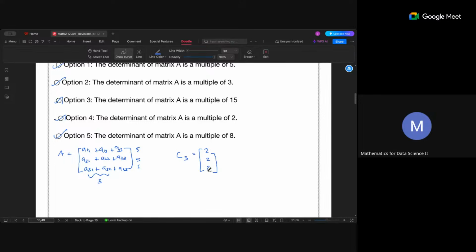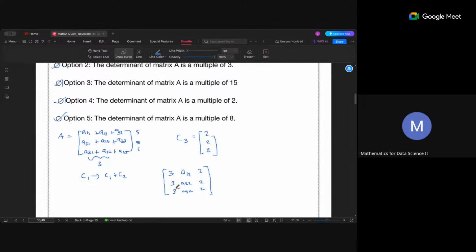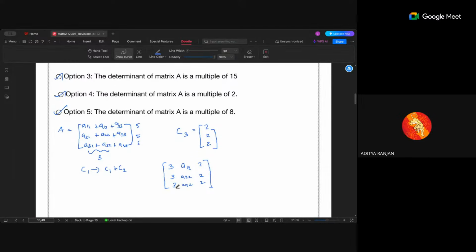Okay. Now, what can we do with the first column? Let's say C1 is replaced with C1 plus C2. What do you know about C1 plus C2? It is equal to 5. So the first column is becoming 5, the second column can be anything, it does not matter, but the third column is 2, 2, 2. So you see that the columns are linearly dependent, and hence the determinant is 0. Okay, thank you, ma'am.